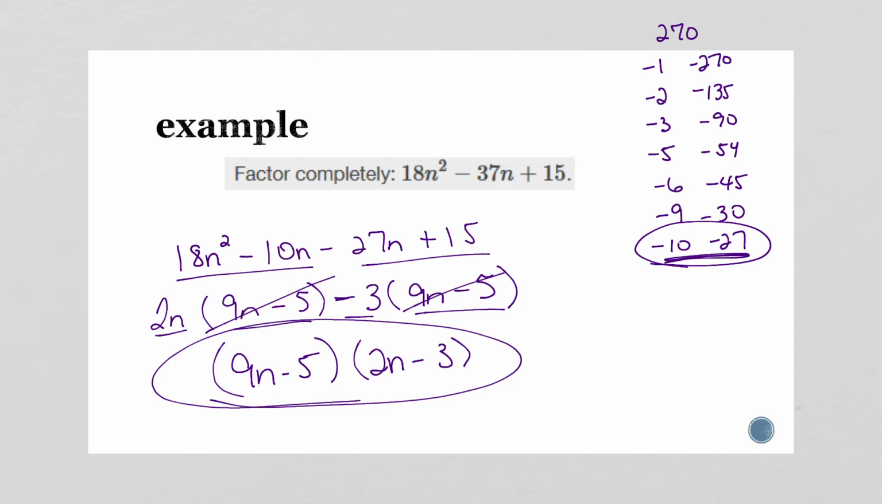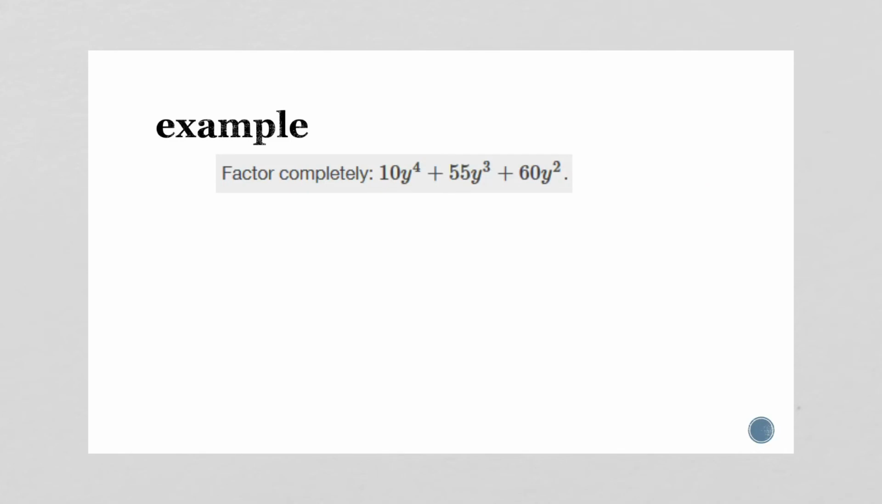Again, make sure you check your work. Multiply that back out. All right, let's look at this next one. Okay, so the first thing you should ask yourself is, do they have a GCF? And check this out, 10, 55, and 60. So I know that they're all divisible by 5, right? So we're going to pull out a 5, but check out your variables. I've got 4 y's here, 3 of them here, 2 here. So I can pull at least 2 out of all of them, right? So we're going to factor out 5y squared, okay?